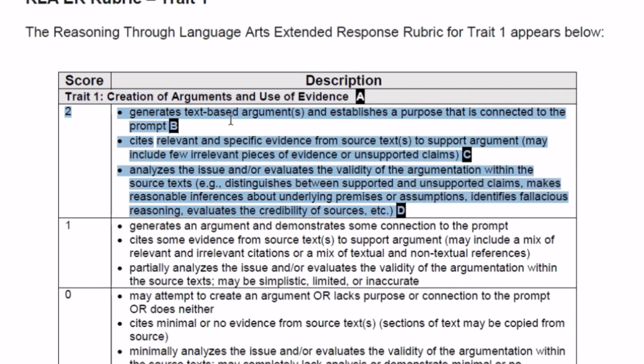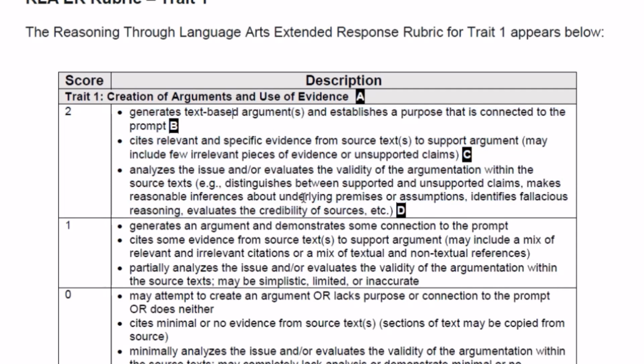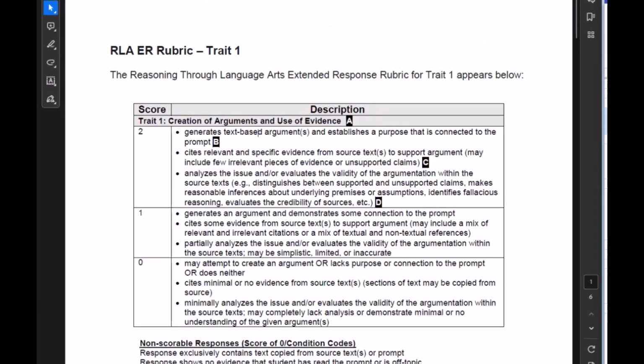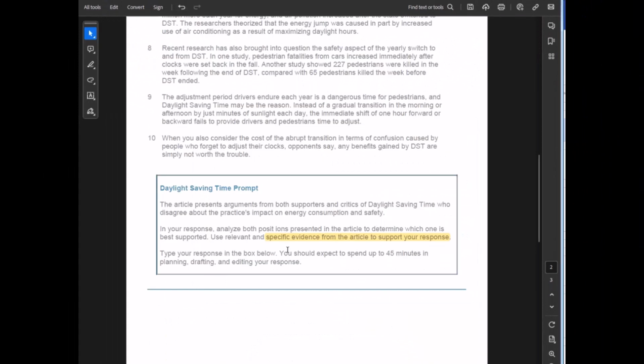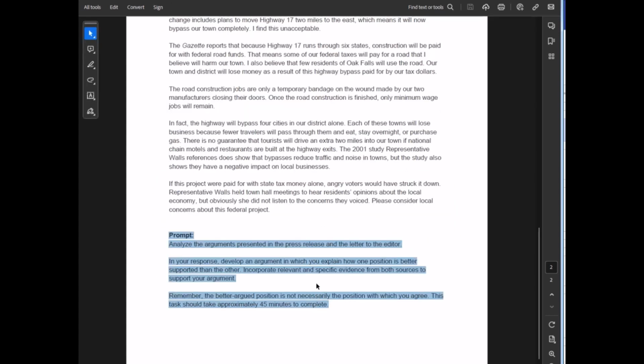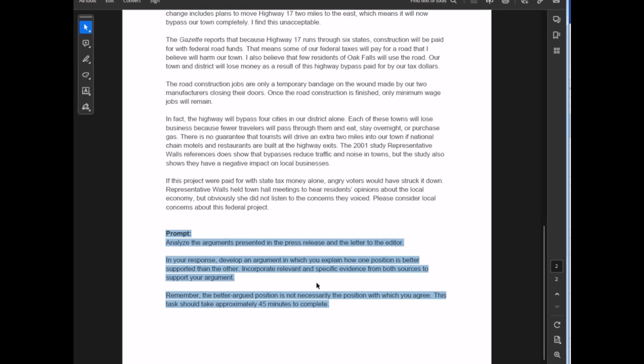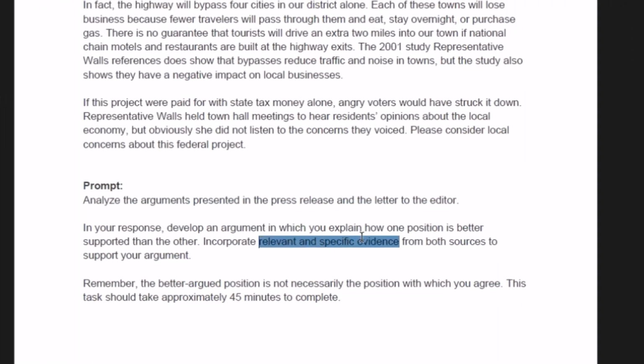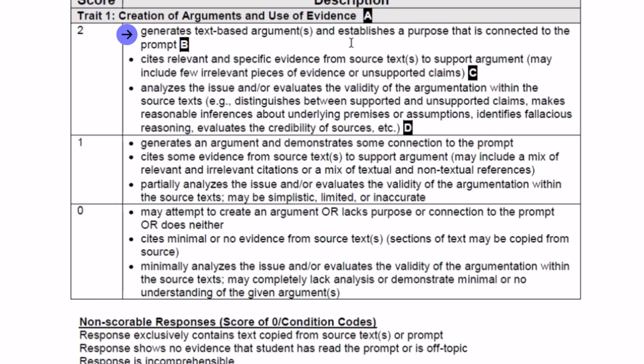Looking at trait 1 in the box worth 2 points, the first bullet point reads, generates text-based arguments and establishes a purpose that is connected to the prompt. That is a different way of saying what we read in the prompt on daylight savings time, and the same information that you will read in every other prompt when it comes to writing this. They want you to use relevant and specific evidence from the source itself. So it's really important that you pay attention when you're reading to certain pieces of information that signal evidence.